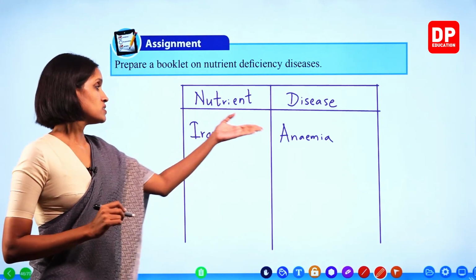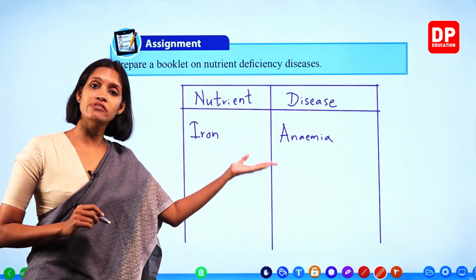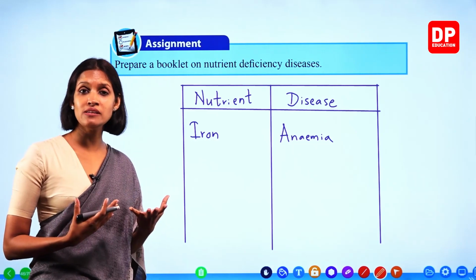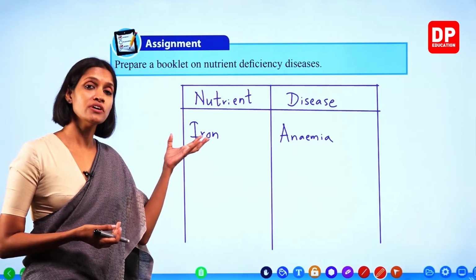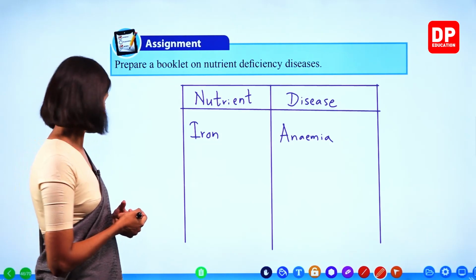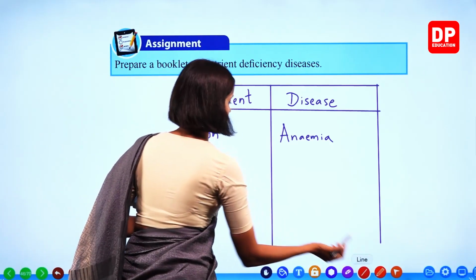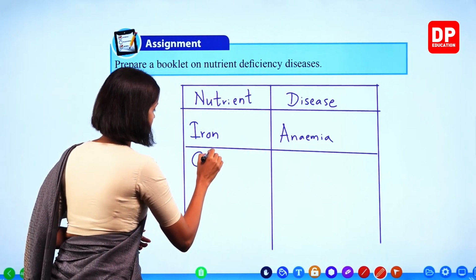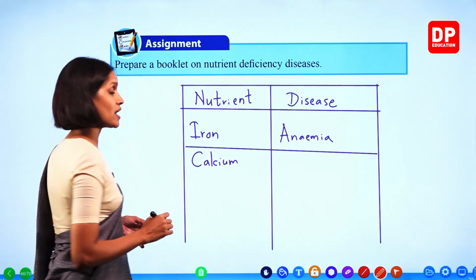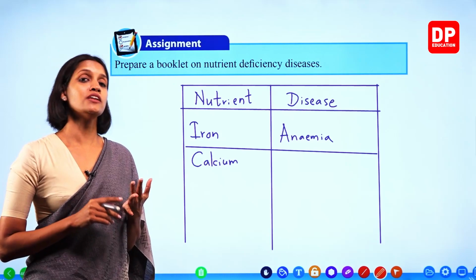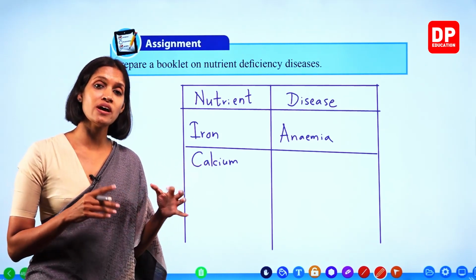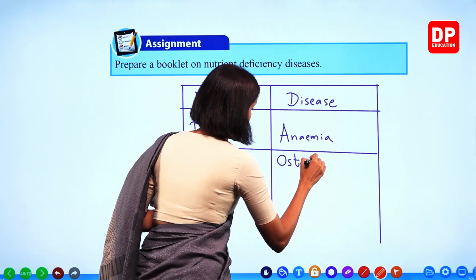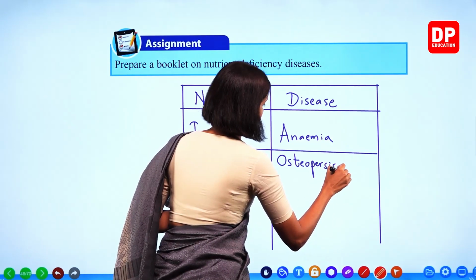Right? So this is the condition where you have low levels of hemoglobin. When you have anemia, you always feel tired, you become very pale. Okay? That is because of lack of iron in your body. Okay? Another disease, we will consider calcium. Because of lack of calcium, you will get tooth decay, right? And you will get a disease called osteoporosis, where your bones get affected, right? Osteoporosis, tooth decay.